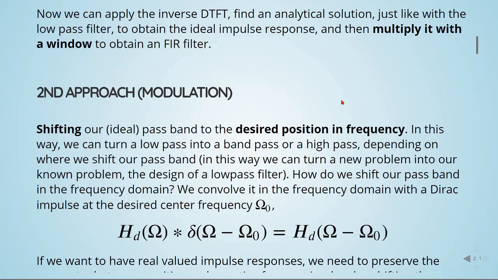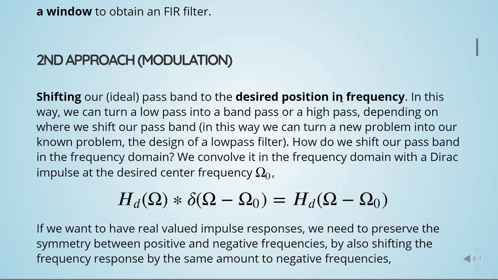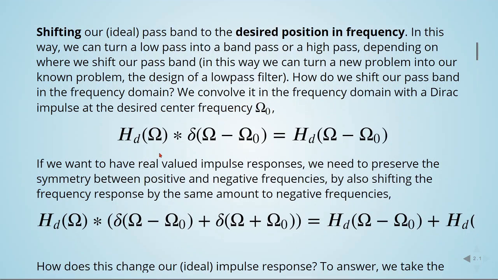And how do we shift our passband in the frequency domain? We convolve it in the frequency domain with a Dirac impulse at the desired center frequency omega 0. So here we have the frequency response of our filter, and then we multiply with the Dirac at the desired center frequency omega, and then we will have our frequency response at the desired frequency.